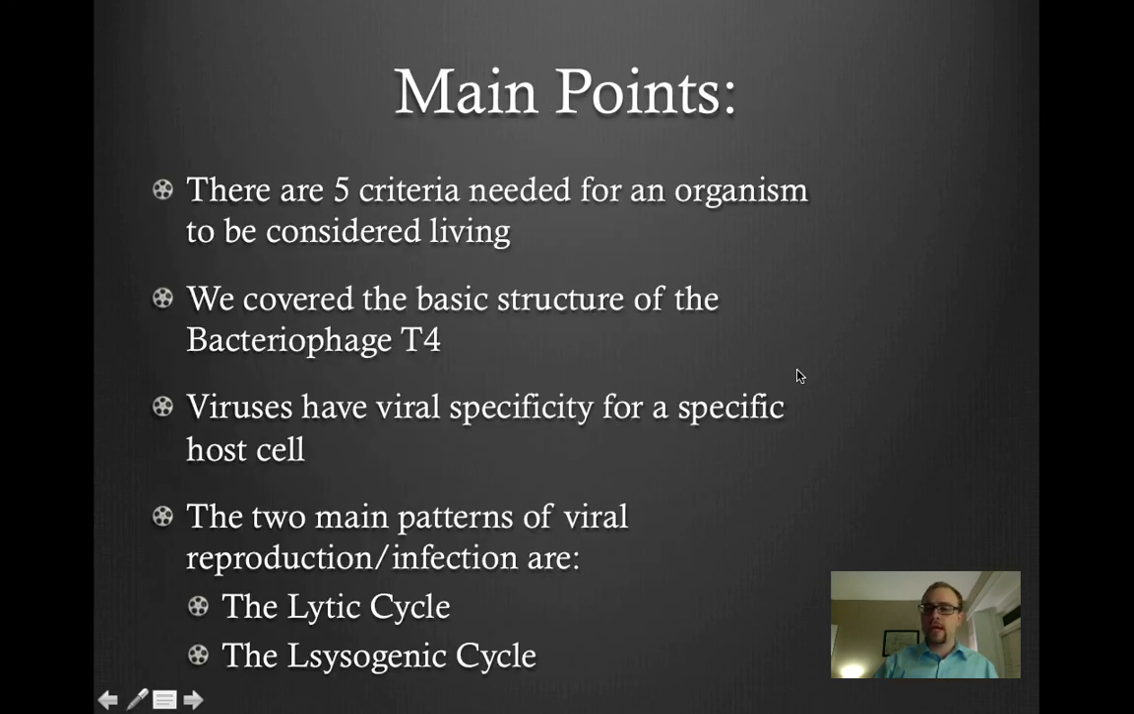Now I just want to recap the main points from today's video. There were five criteria needed for an organism to be considered living. We covered the basic structure of the bacteriophage T4. We talked about how viruses have viral specificity, meaning they can only infect a specific type of host cell. And we talked about the two main patterns of viral reproduction or infection, which were the lytic cycle and the lysogenic cycle.